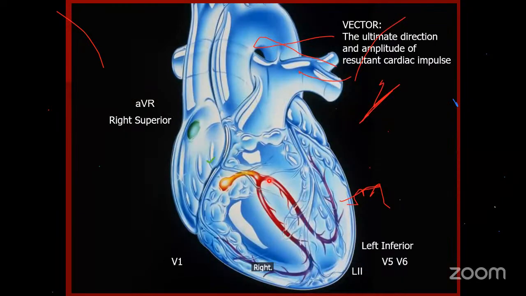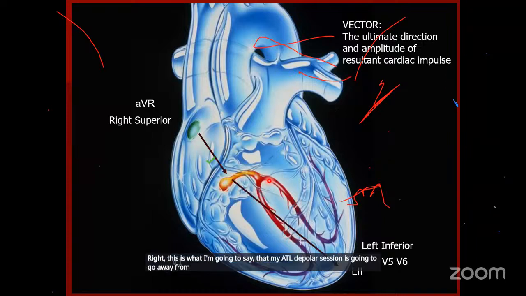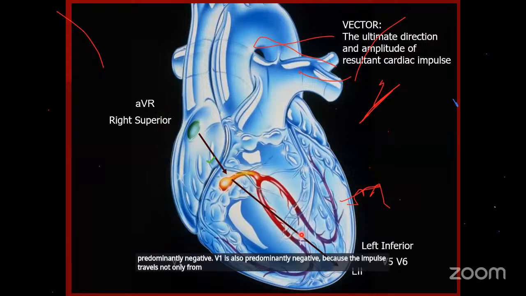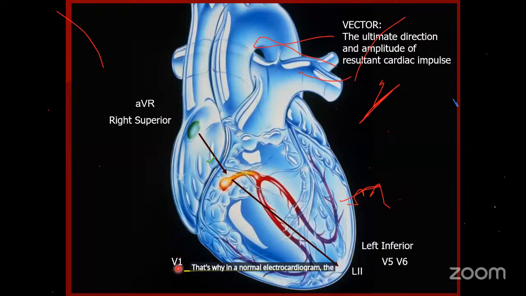My atrial depolarization goes away from AVR, and ventricular depolarization goes away from AVR. That's why AVR shows everything negative. That's why I told you about the right and superior leads. AVR is predominantly negative. V1 is also predominantly negative because the impulse travels not only from superior to inferior, it also travels from right to left. That's why in a normal electrocardiogram, AVR and V1 have predominantly negative QRS complexes, and V5, V6, and also the inferior lead and L1 have predominantly positive QRS complexes.